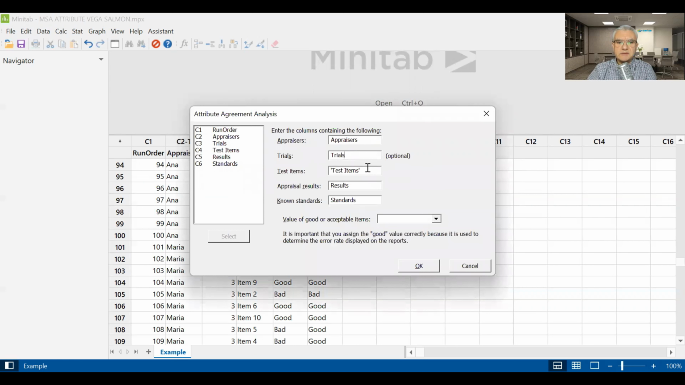We have all the columns, as you can see, in corresponding fields. And in the last field, we have to mention good. Value of good or acceptable items should be good. And we click OK.